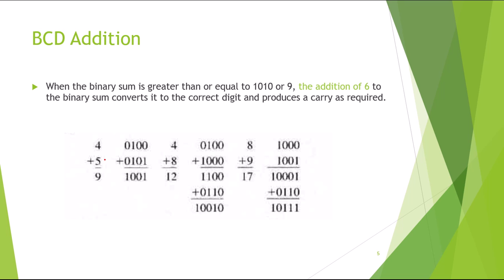For example, if we have 4 and 5, and we know 4 plus 5 is 9, so there is no problem in it because 9 has a distinct BCD code. For 4 the BCD code is 0100, for 5 it is 0101. We add them, we get 1001, which is 9. Now let's come to 4 plus 8, that is 12. Now 12 is greater than 9. What do we do? First we'll take the BCD code of 4, then we'll take the BCD code of 8.